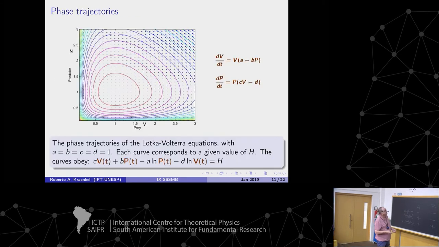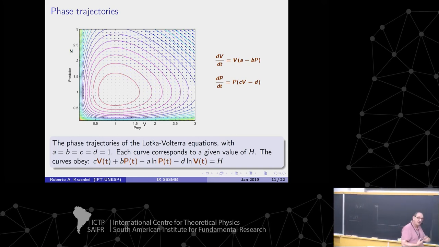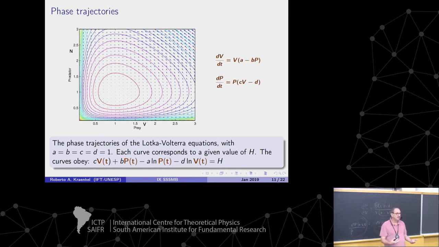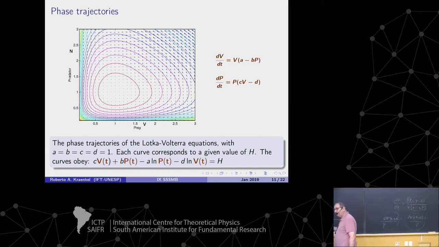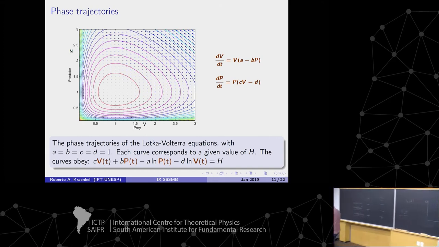Let me use the previous one. What does it mean? Say you are here, at a certain point on this curve. As time goes on, you will be moving on this curve, and you will circulate, and after some time, you will be back to the point of departure, your starting point. Therefore, you have a periodic solution. You start with some values of P and V, and after some time, which we will call the period, you have again the same solution. And this happens for all the curves and all the points. Therefore, you have solutions that are periodic.